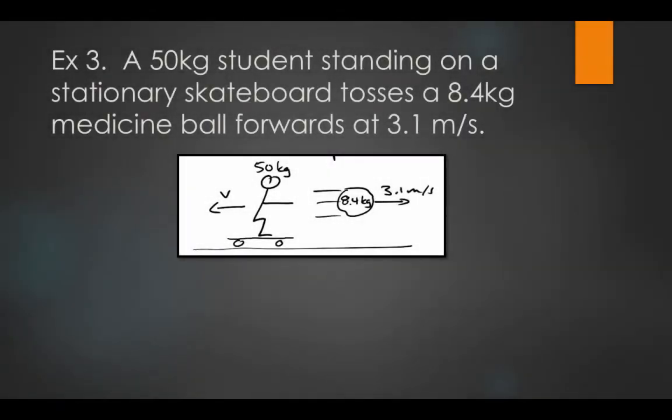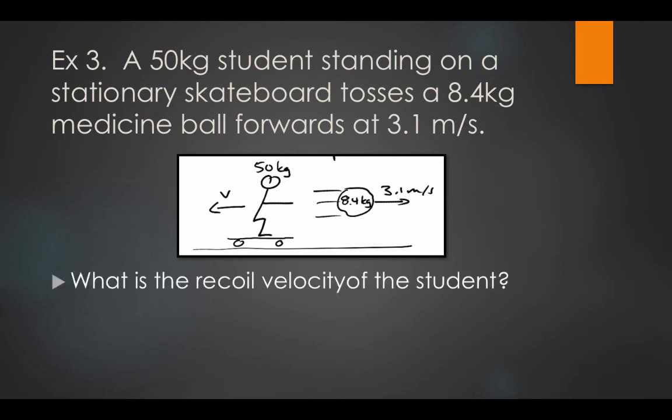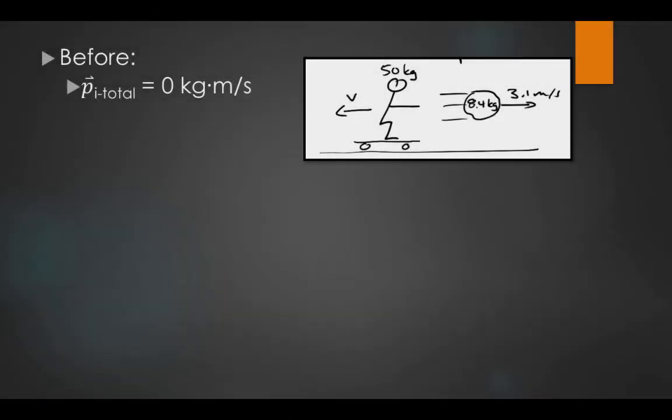Example 3 has a 50 kilogram student standing on a stationary skateboard who tosses an 8.4 kilogram medicine ball forwards at a rate of 3.1 meters per second. What velocity does the student recoil at? Assume ideal conditions. The initial momentum will be 0, since the velocities are 0. After the toss, the total momentum will still be 0, due to the law of conservation of momentum.